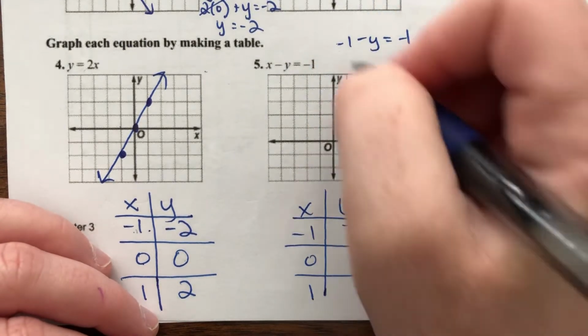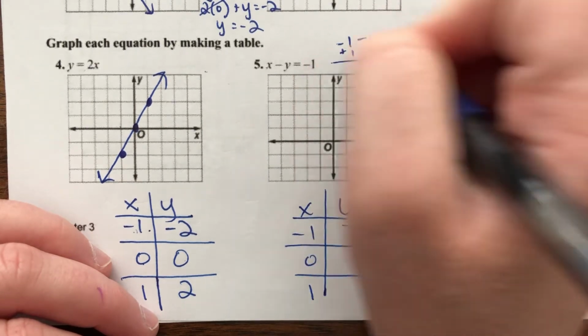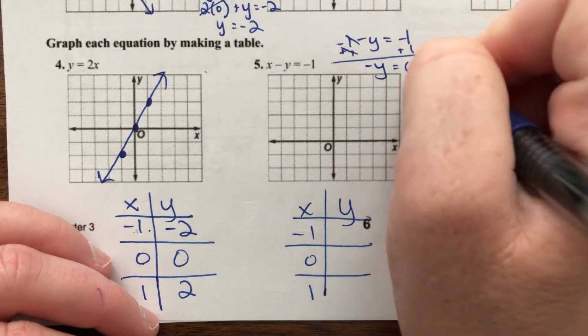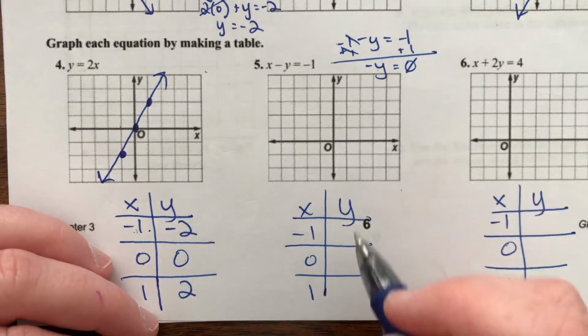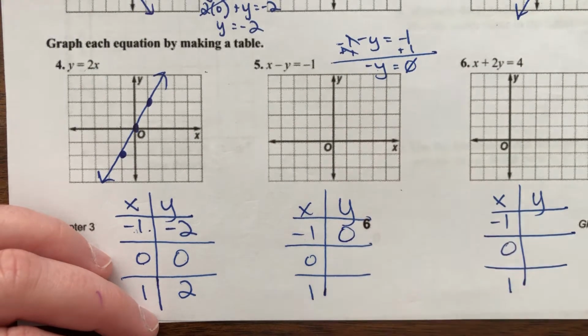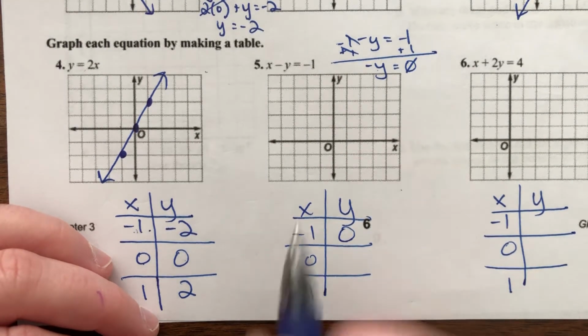I'm going to add 1 to both sides of my equal sign. -y equals 0. So if -y equals 0, then y equals 0, right? So when x is -1, y is 0. What about when x is 0?